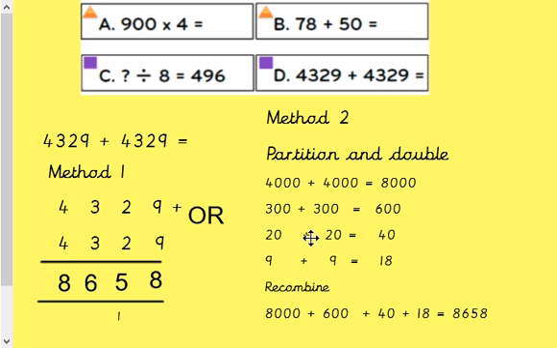I quite like partitioning and doubling for this one, because I quite enjoy a bit of doubling. So it's worth thinking about. Your choice though.